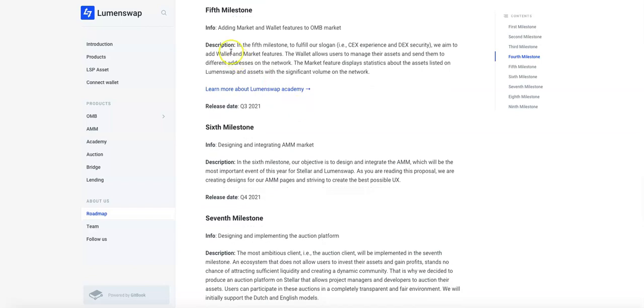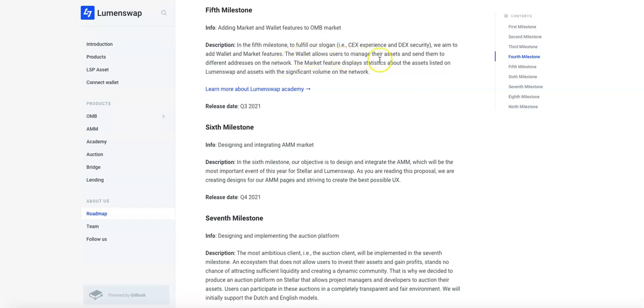The 5th milestone is adding market and wallet features to OMB Market. The description here is, in the 5th milestone, to fulfill our slogan, CEX experience and DEX security, so centralized exchange experience and decentralized exchange security, we aim to add wallet and market features. What this is going to do is allow us to have a decentralized wallet that then will interact with our swap and our spot, keeping everything in-house, keeping the security in-house, keeping it decentralized.